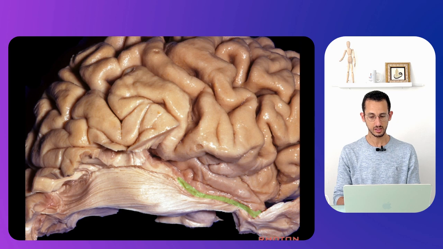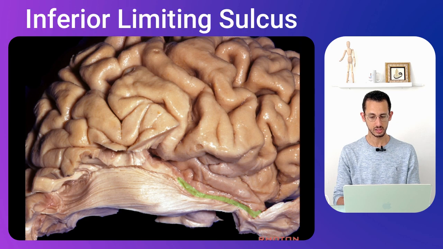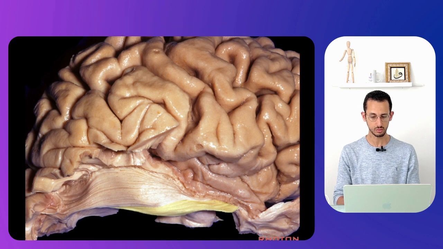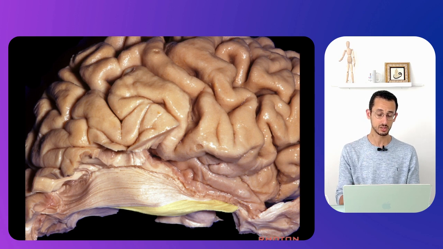You can see the inferior limiting sulcus of the insula is immediately superior to the Meyer's loop. And then the temporal horn can be accessed inferior to the Meyer's loop and the optic radiations through a transcortical approach. So this is how you can reach the temporal horn.